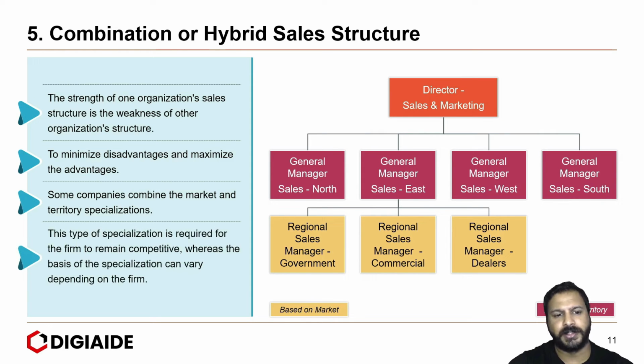This type of specialization is required for the firm to remain competitive, whereas the basis of specialization can vary depending on the firm. So that's it, folks. This brings an end to the topic on structure of sales organization.